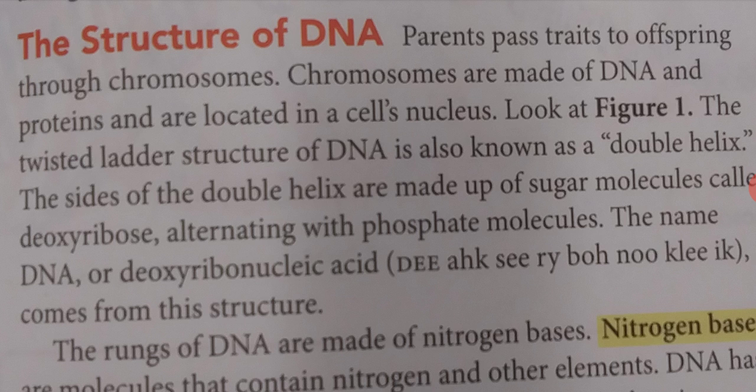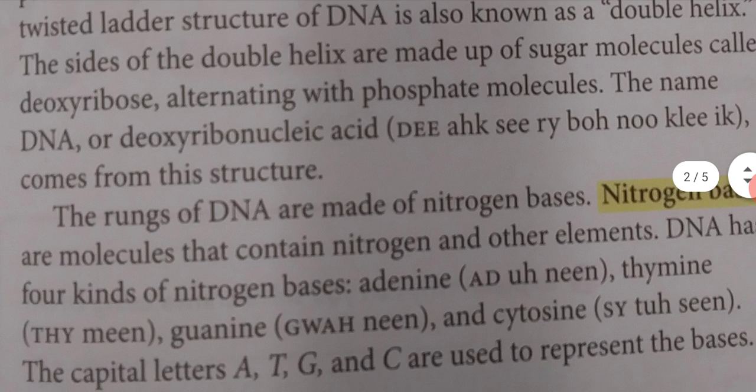The sides of the double helix are made up of sugar molecules, called deoxyribose, alternating with phosphate molecules. The name DNA, or deoxyribonucleic acid, comes from this structure.